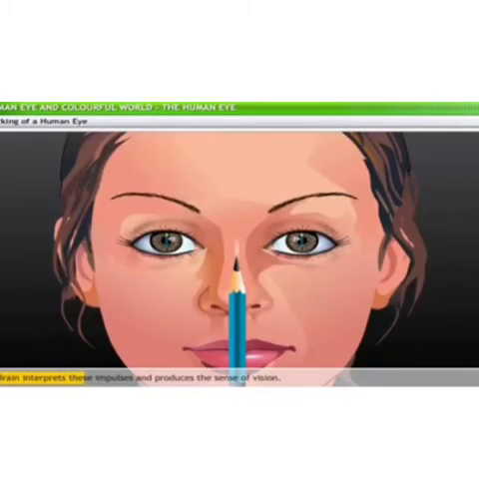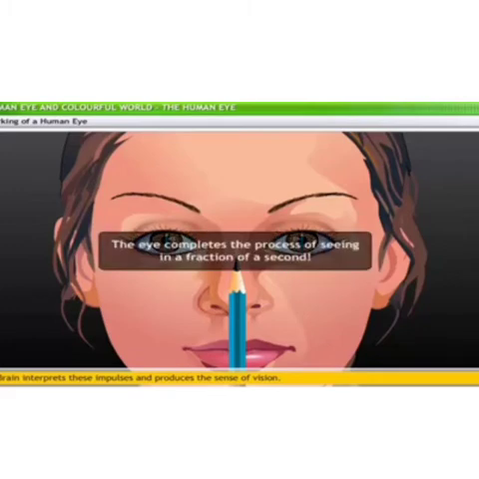The brain interprets these impulses and produces the sense of vision. Sounds like a long process, doesn't it? The amazing thing is that the eye completes this process in a fraction of a second, enabling us to see.